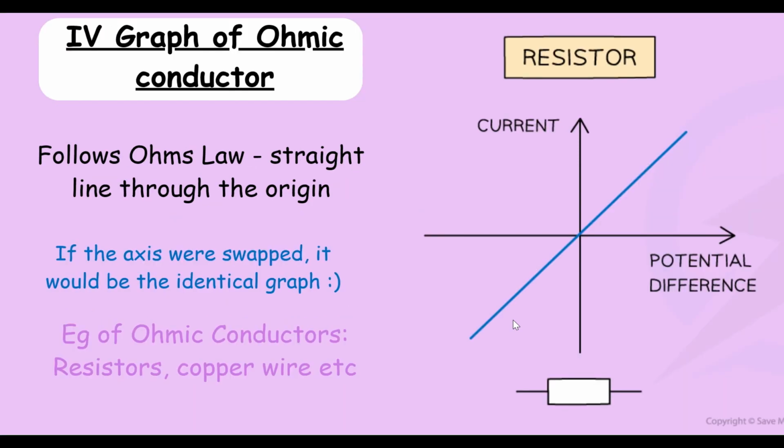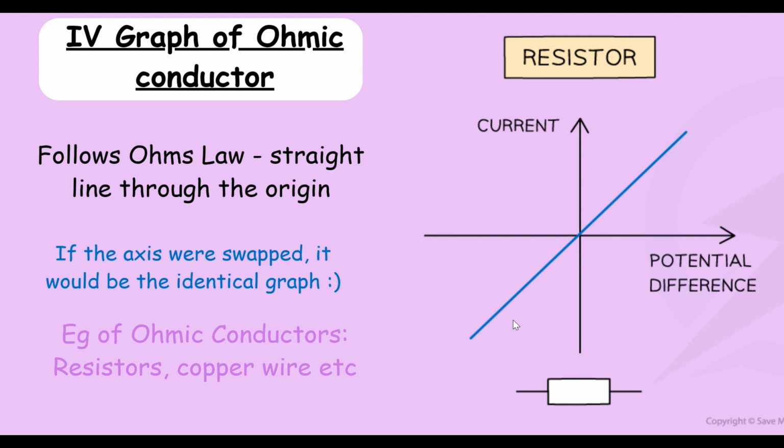So let's begin. Let's look at the IV graph of the ohmic conductor. Firstly, with this graph, it doesn't matter if you have your current on the x or y axis and your potential difference vice versa, because the graph of any ohmic conductor will always follow Ohm's law, in that it will always be directly proportional. For a graph to show a directly proportional relationship, it needs to be a straight line and it needs to go through the origin.